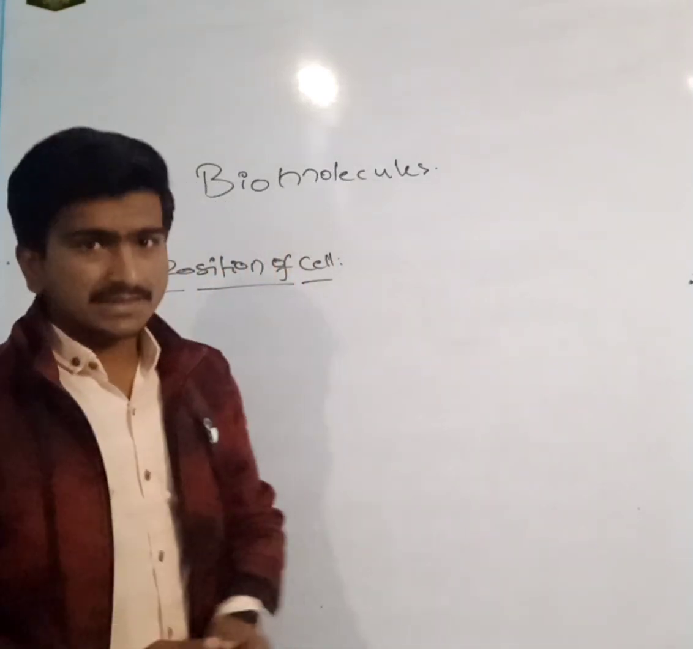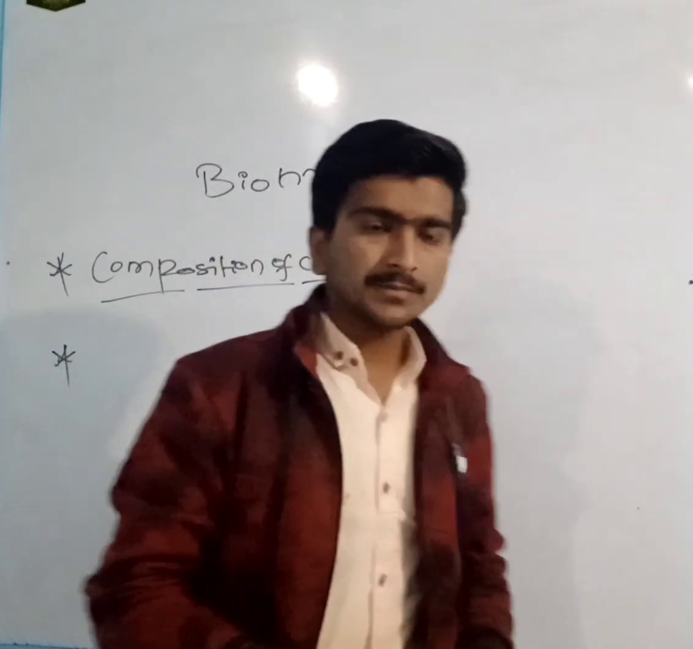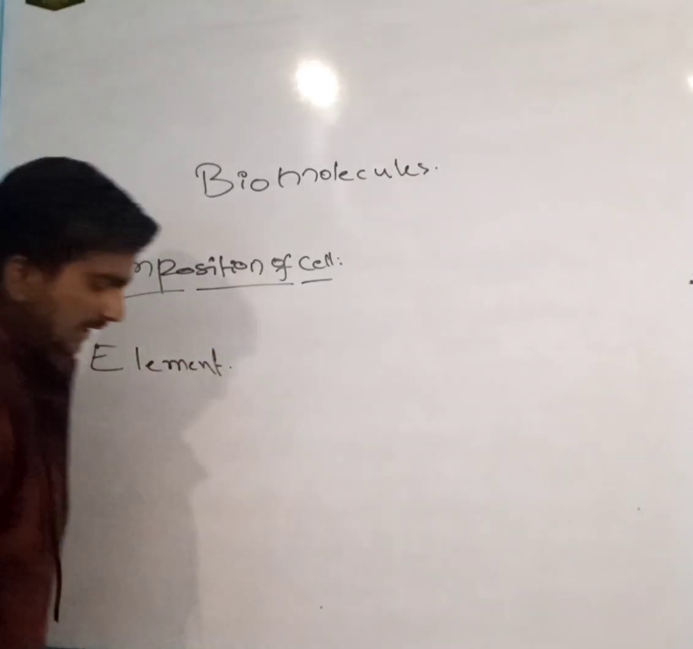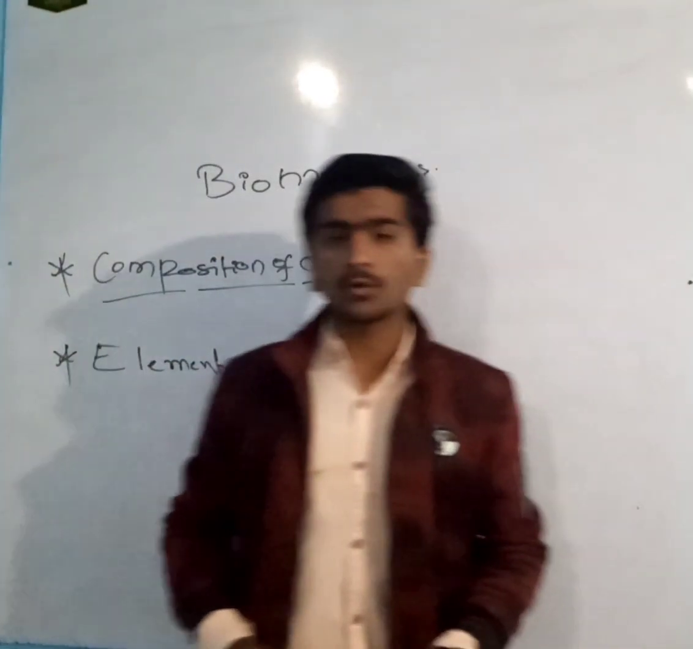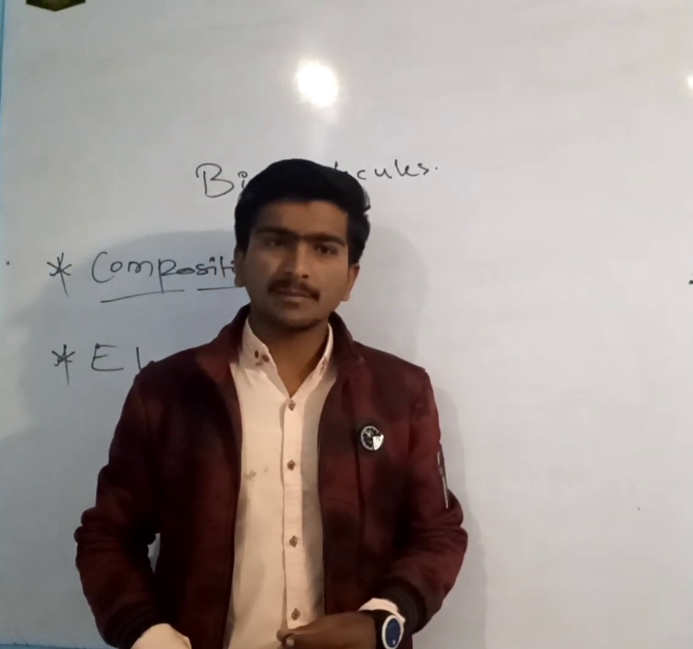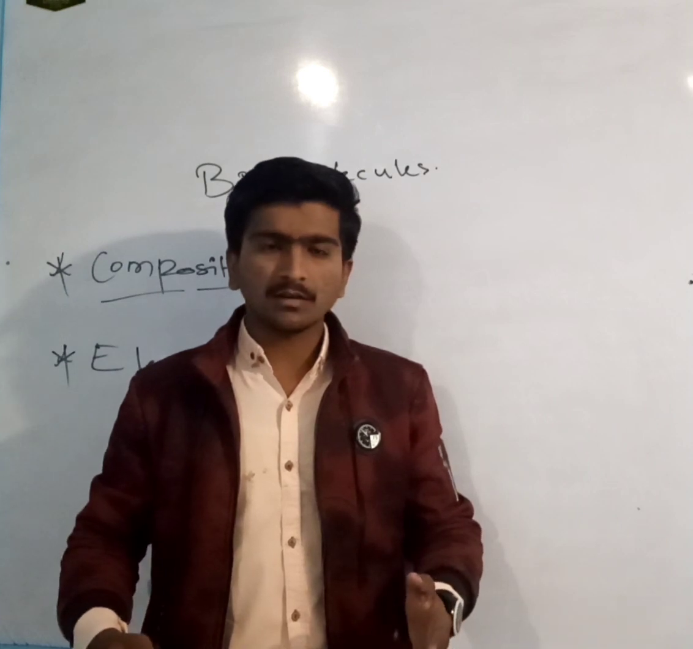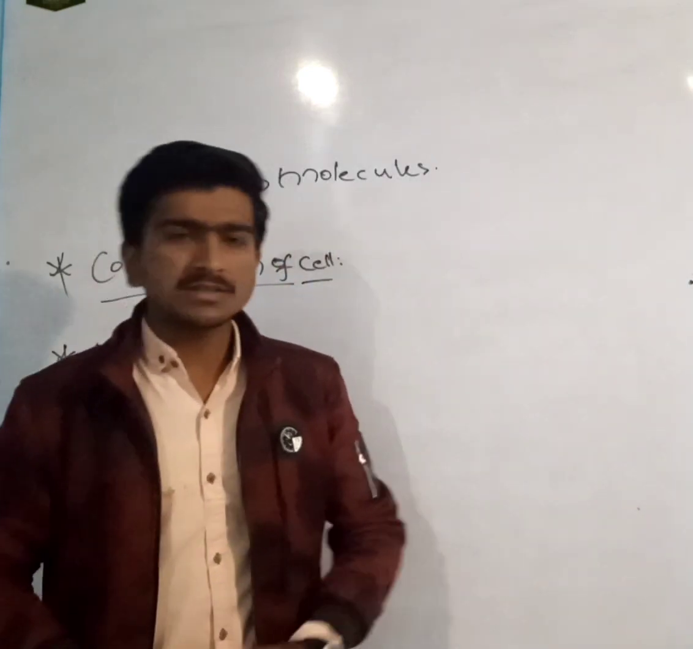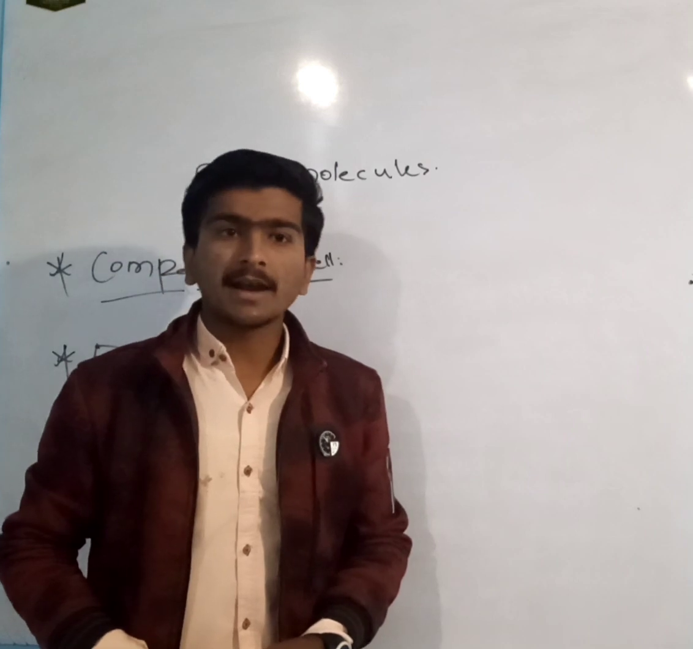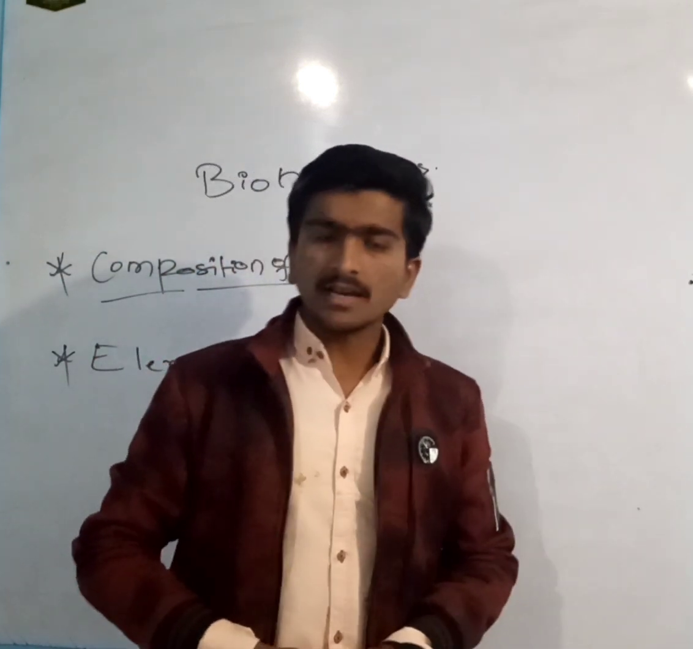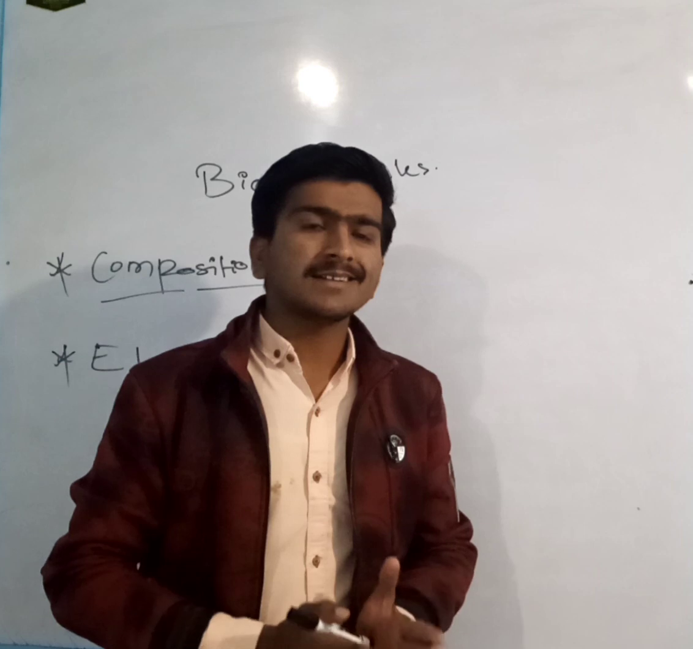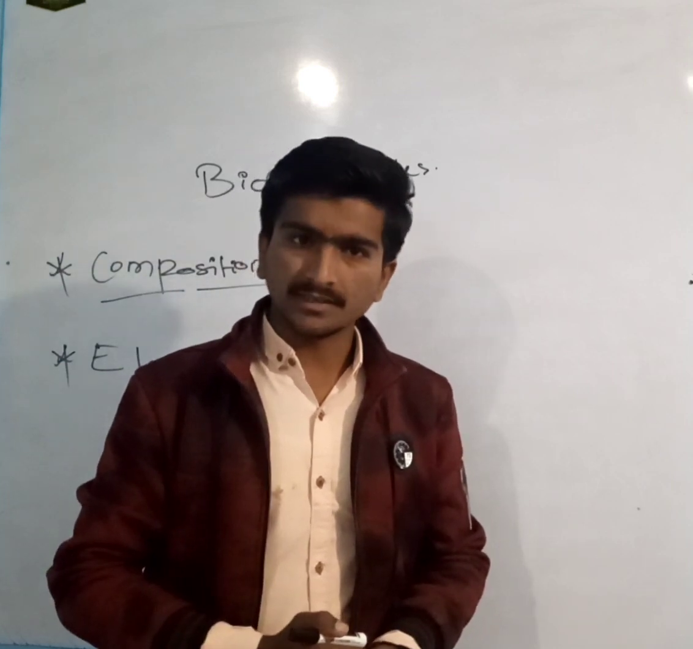Now I'll tell you the elements which are found in biomolecules. Approximately 25 elements out of the 92 elements on the earth make up the living body, meaning living things. Of these, 16 elements make up the human body, and 6 of those elements make up 99% of the human body. That is, 6 elements make up 99% of a human's body.